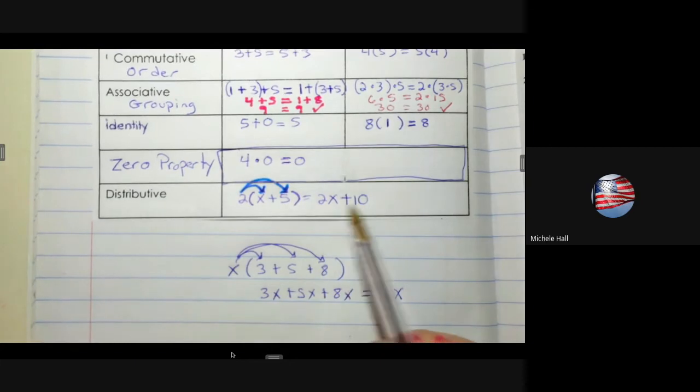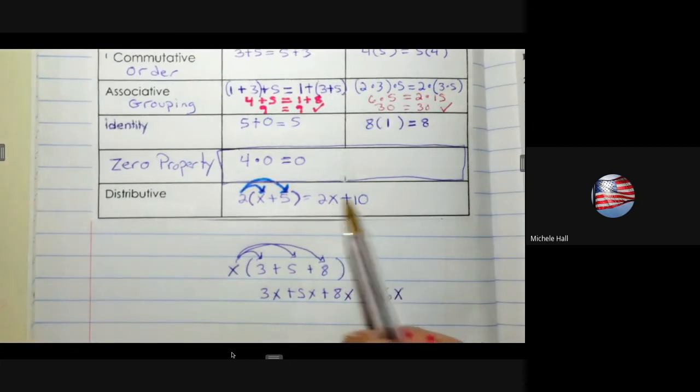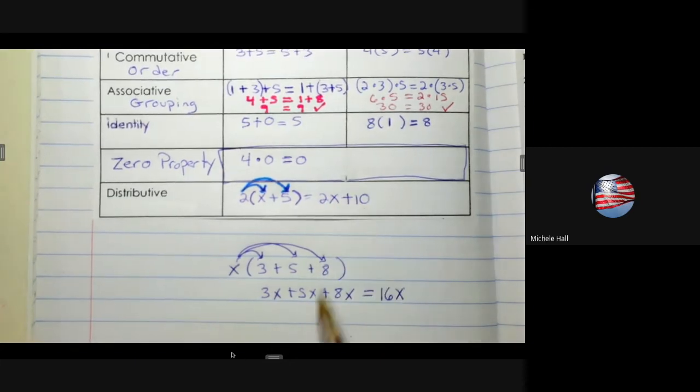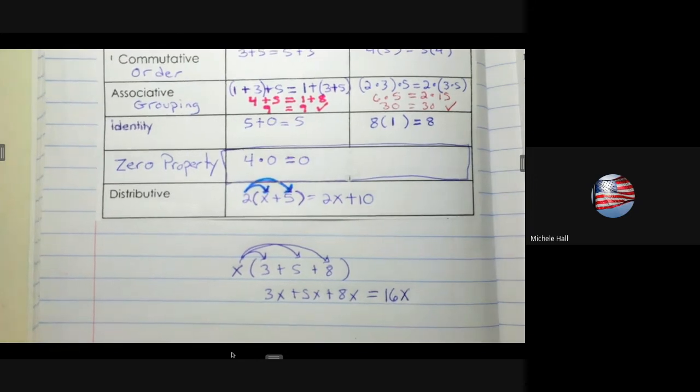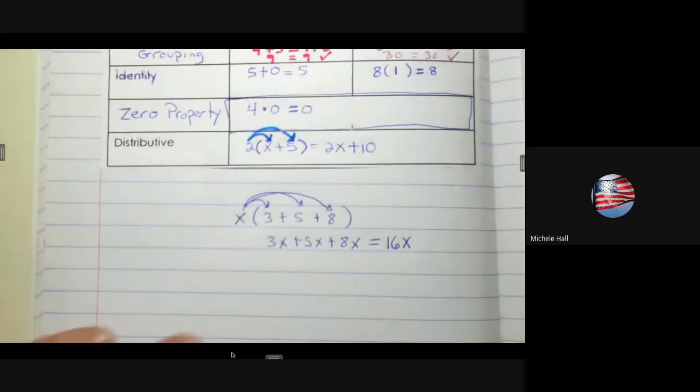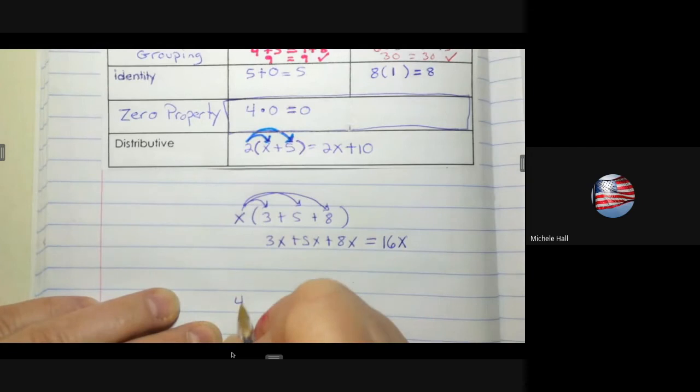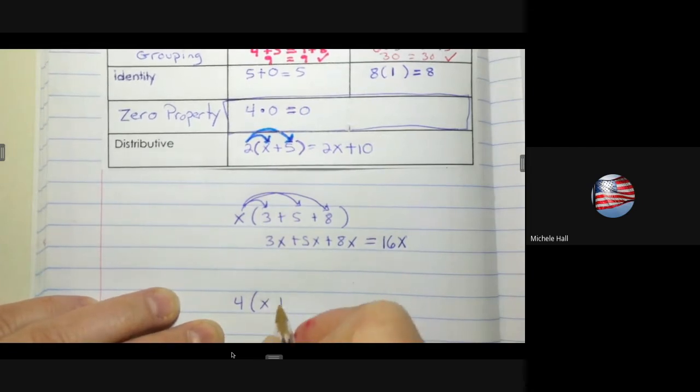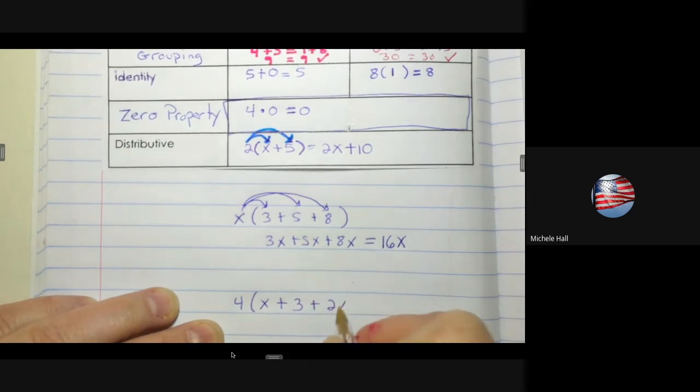Here, at the end of my answer, I have an x plus a number. I cannot add those together. I can only add x's with x's. Let's do one more example. How about 4 times, in parentheses, x plus 3 plus 2x?